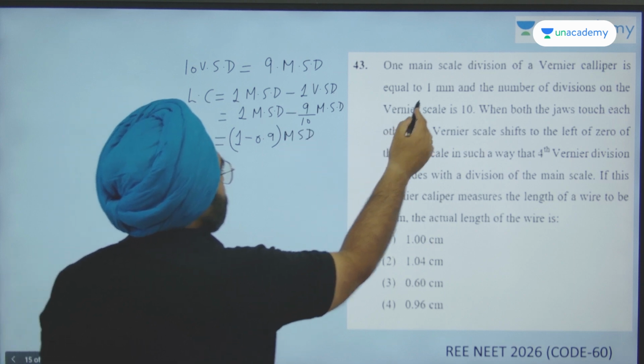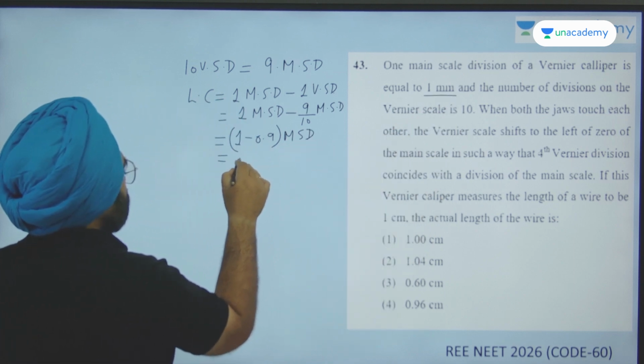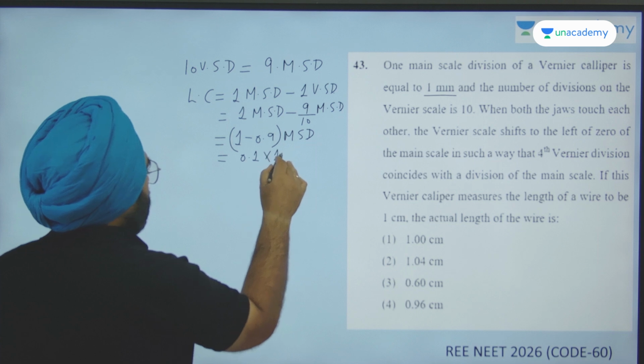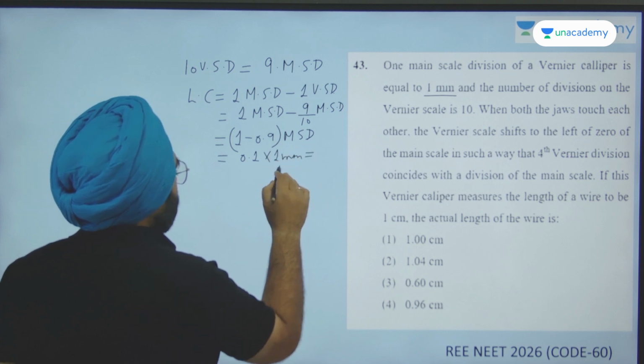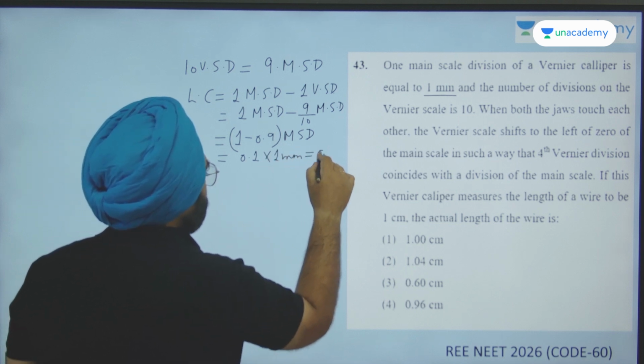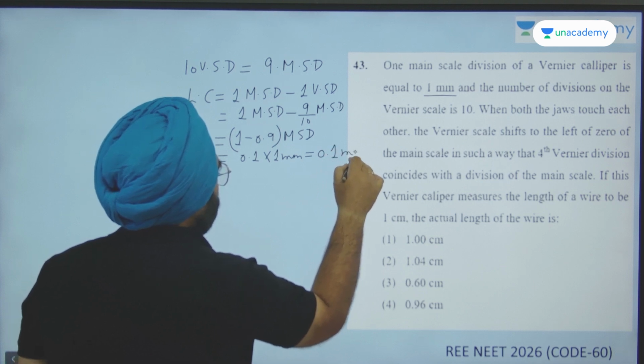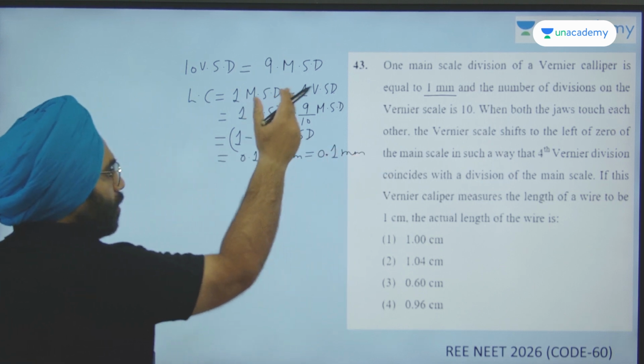What is the main scale division? 1 mm. So this will be 0.1 into 1 mm. So this will be what? How can I write it? I will be writing 0.1 mm. First of all, that is the least count of this particular scale.